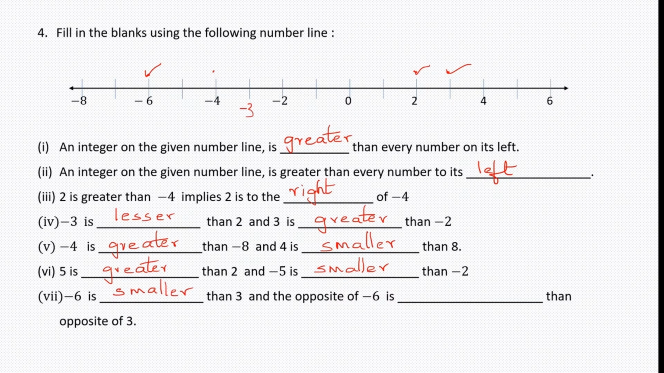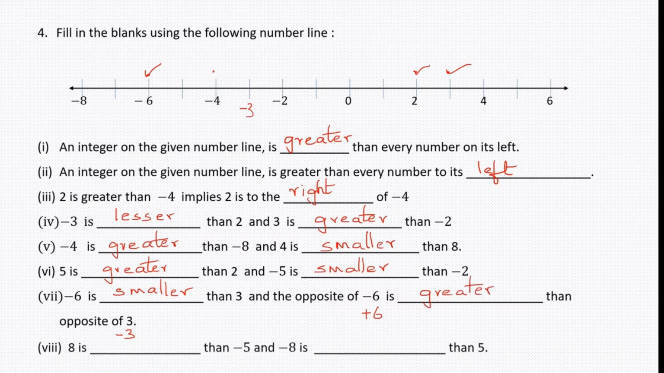And the opposite of -6. What is the opposite of -6? +6 is dash than the opposite of 3. What's the opposite of 3? -3. So 6 is dash than -3. 6 is greater than -3. 8 is dash than -5. Okay. 8 is greater than minus 5.